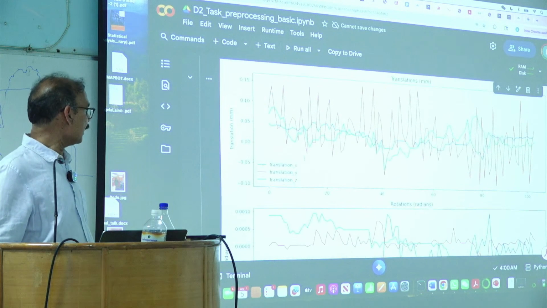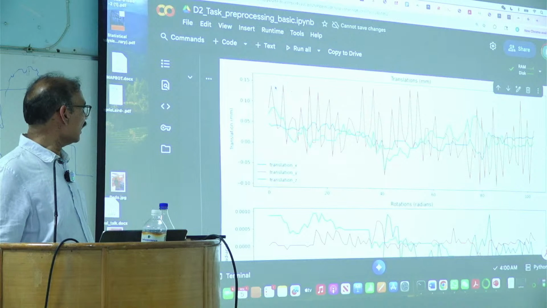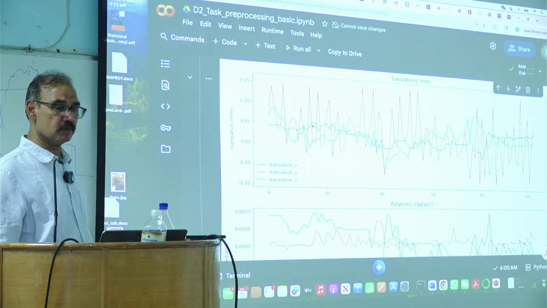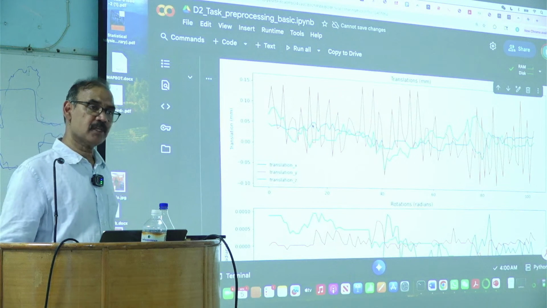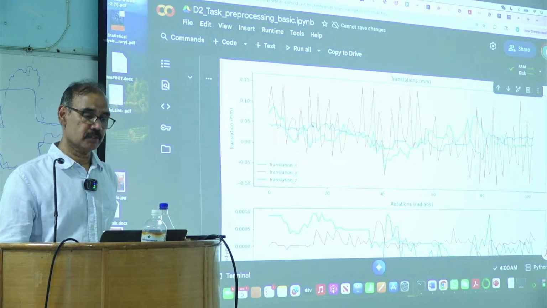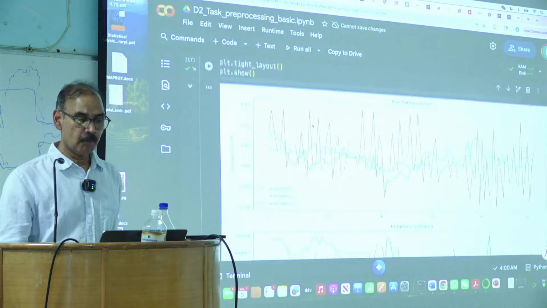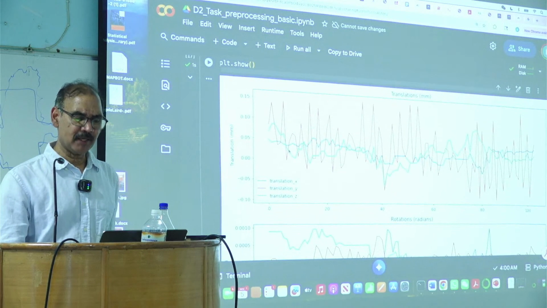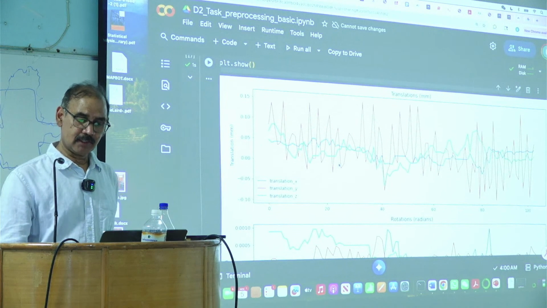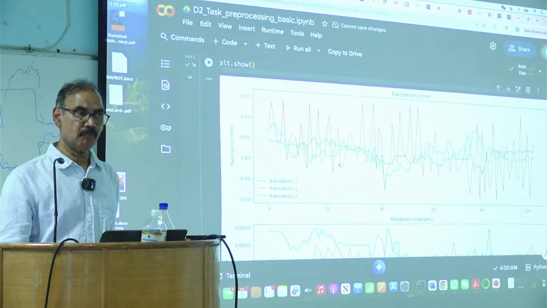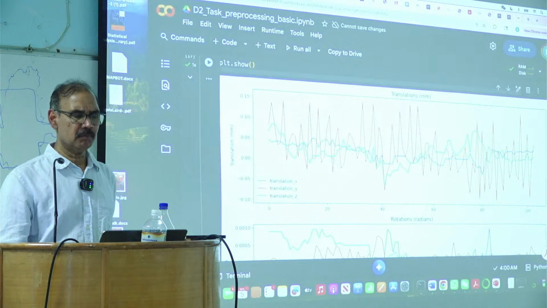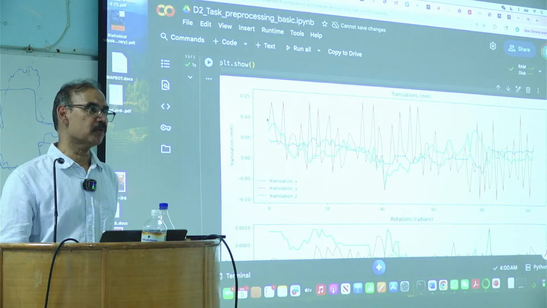Right? And as we discussed yesterday, because the translation is fairly small, like 0.15 at most, the subject did not move much, right? And similarly for rotation, right? I should say that we would consider this good, because even if someone tried, it's very hard to move less than 0.1, right?